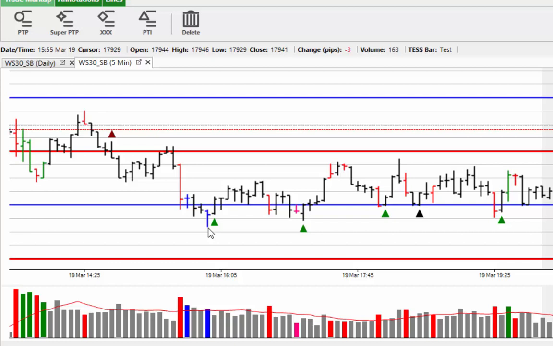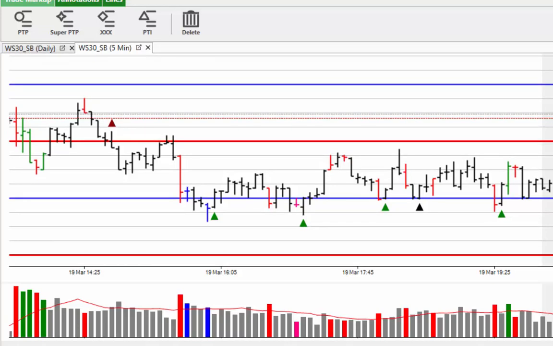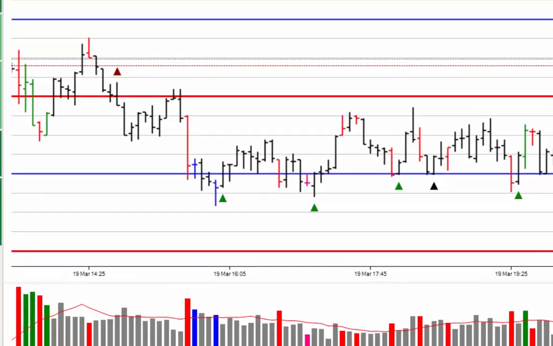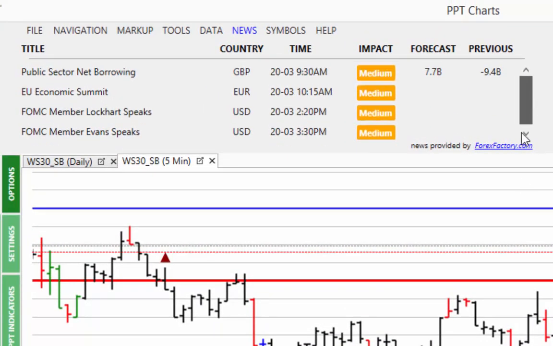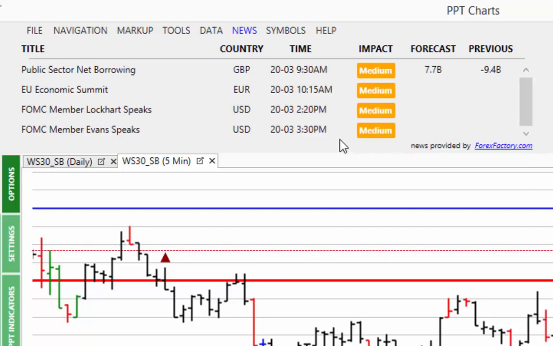Right, that's it from me this morning. Let's just have a quick look at the news for today, just see if there's anything to affect the market. There's absolutely nothing as far as major impact news items are concerned. FOMC, Lockhart is going to speak at 2:20 and 3:30. Evans is going to speak, so it could have a bit of an effect on the market.